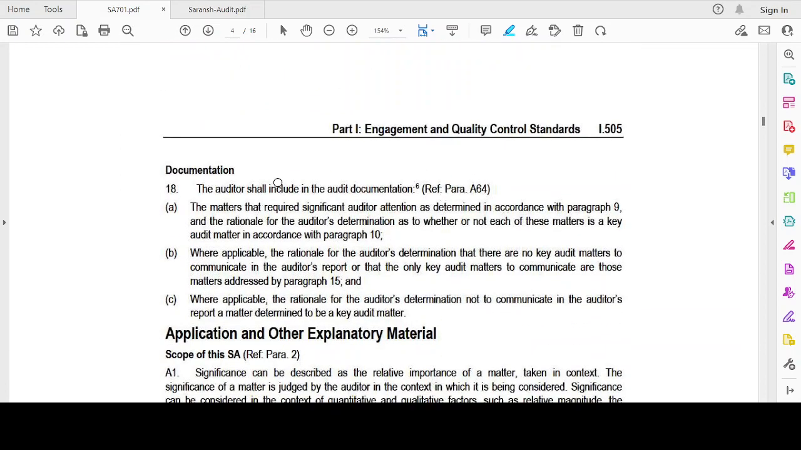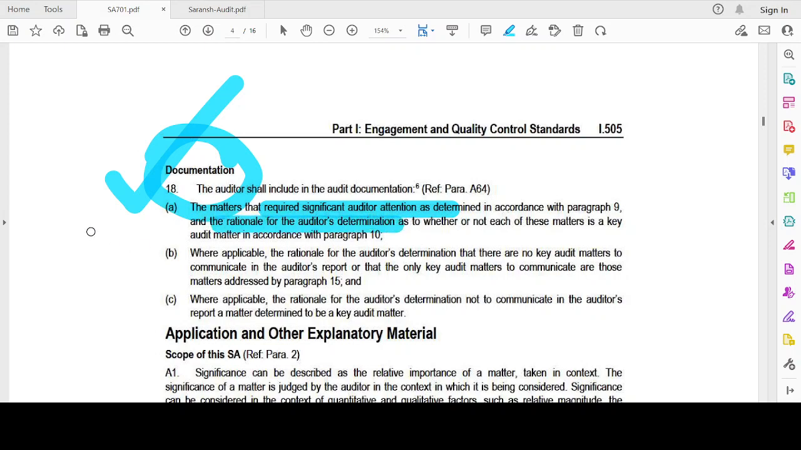Now, documentation. What are things to be documented? This is very important, right? Let's repeat the same sentence. Work not documented is work not done, right? The matters that require significant auditor's attention as determined, and the rationale for the auditor's determination.